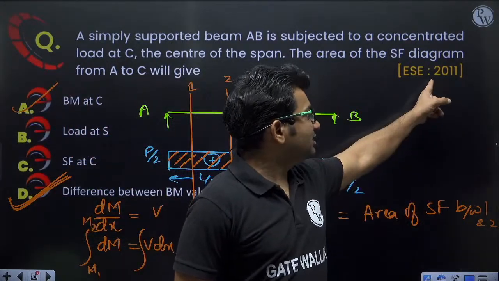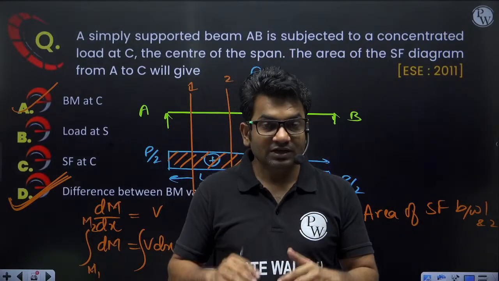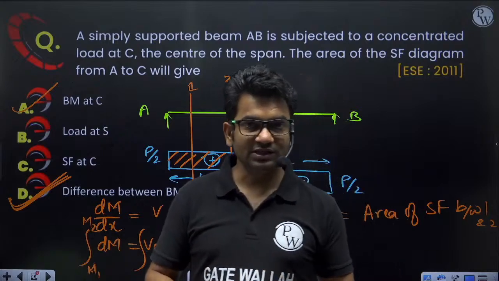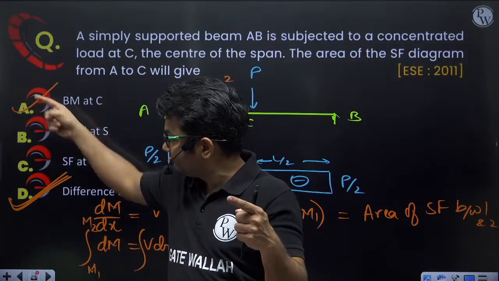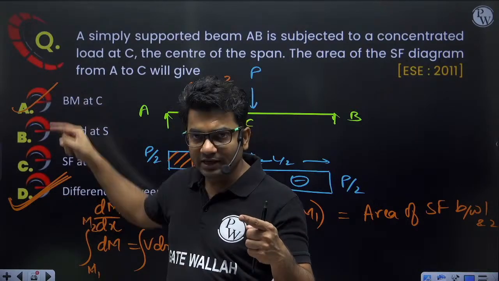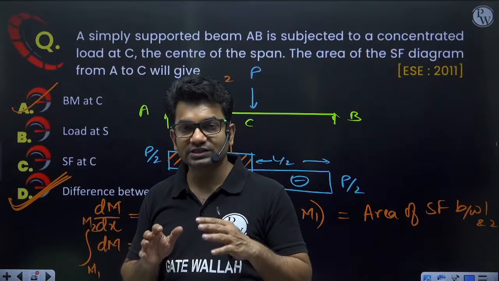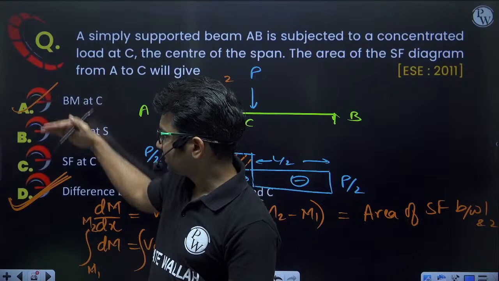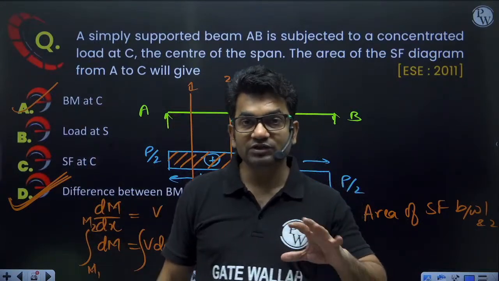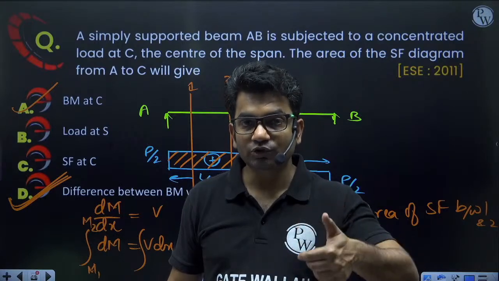But in engineering services, only one option is always correct. If this had been the GATE examination, the correct answer would be A and D, because in GATE MSQs are also asked. But this is not an MSQ question, this is an MCQ. Since two answers are correct, we have to choose the most appropriate one.